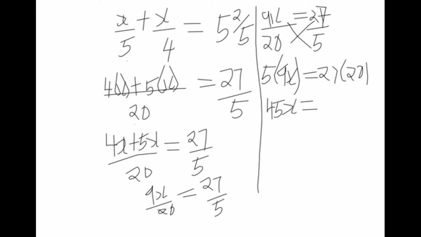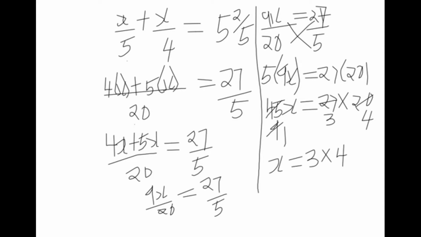27 times 20 is, we have 27 times 20. Say by 5 is 9, by 5 is 4. So we have, and by 9 is 1, by 9 is 3. So we have x equals to 3 times 4. So we have 3 times 4.